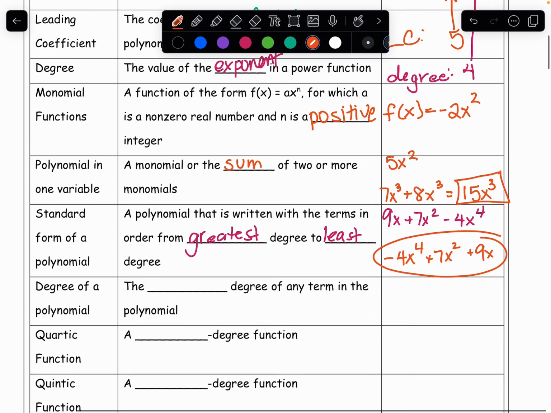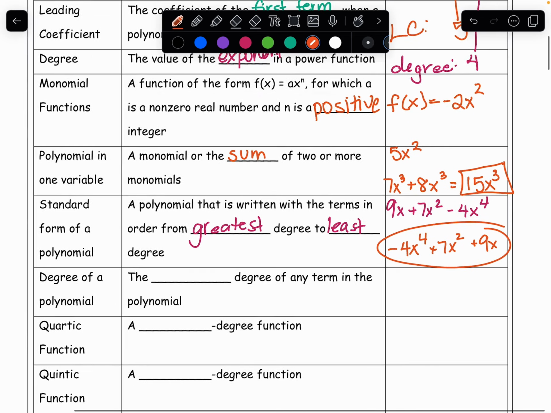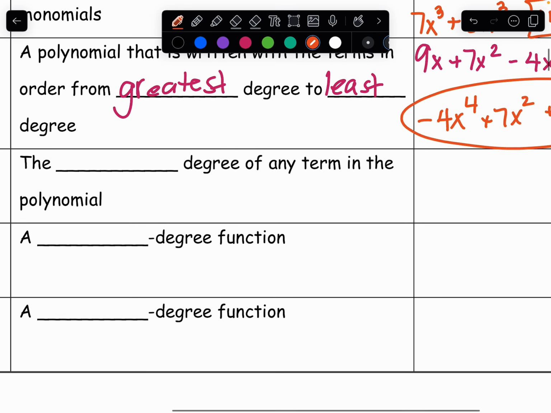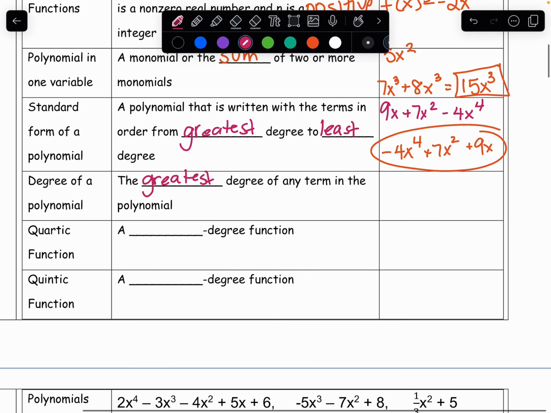Now the degree of a polynomial, very similar to degree up there, just more specific, is the greatest degree of any term in the polynomial. So for example, our degree for that polynomial would be 4, because it's our greatest exponent.